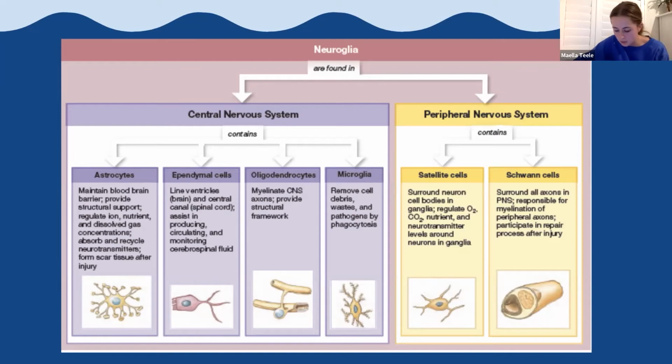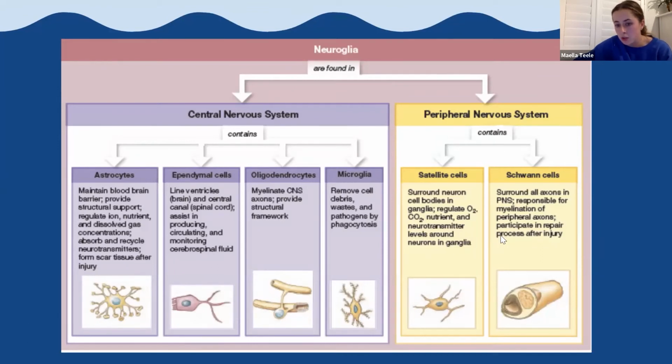And then you've got two other types of cells which you find in your PNS. So you've got your satellite cells, which surround the neuron cell bodies in the ganglia, and they pretty much regulate a lot of important levels in these ganglia. So that's including your oxygen, carbon dioxide, nutrient, and neurotransmitter levels. Because if we didn't have satellite cells, then those levels would be really mucked up, and that would majorly affect how impulses are transmitted along the PNS.